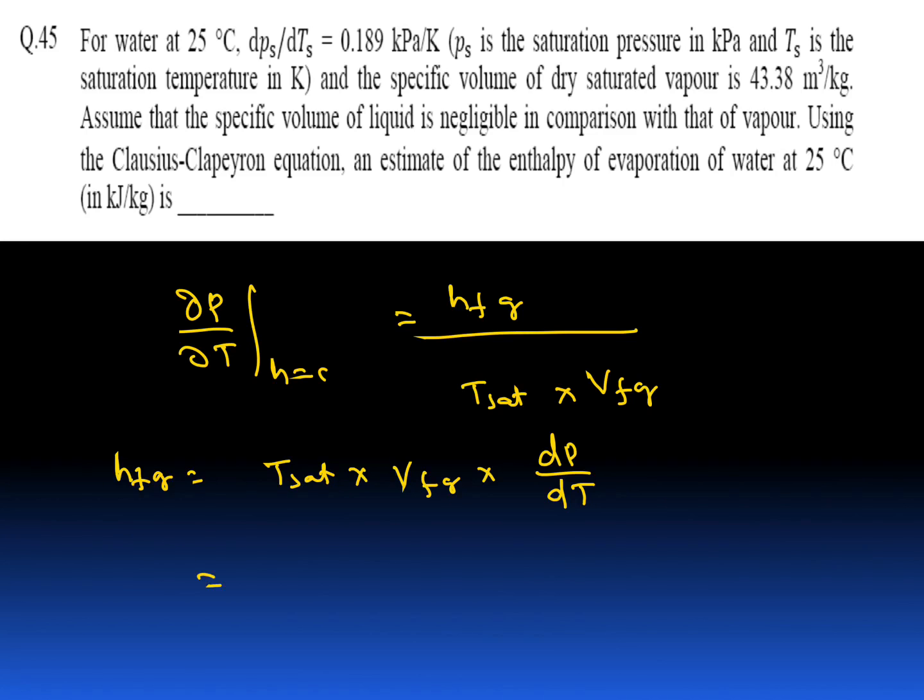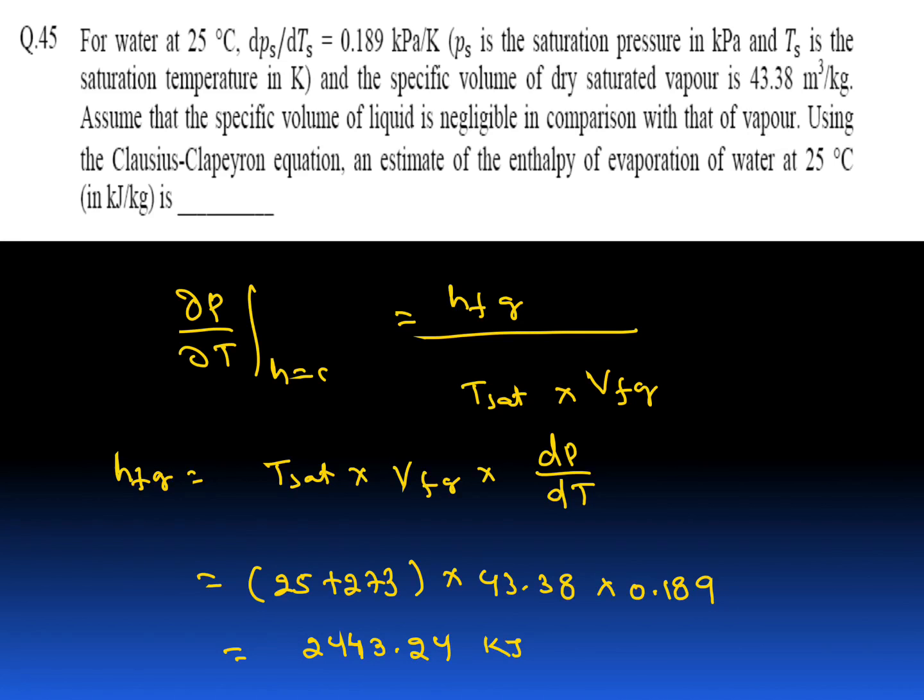Saturation temperature is 25 degrees Celsius, so in Kelvin you write. vfg is 43.38 into your dP by dT is 0.189. Finally, if you solve this one, you will get 2443.24 kilojoule per kg. This is your answer. Only this formula you have to remember.